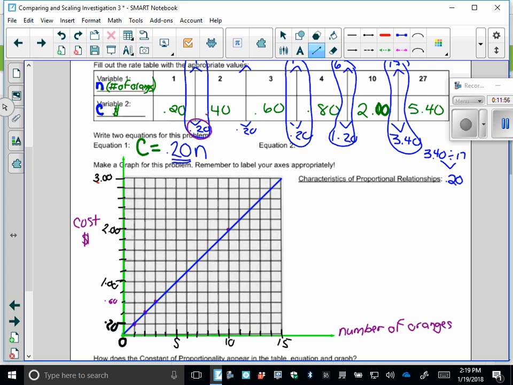Because look, I only used 4 points. And I recommend that you check. That's kind of what I would recommend, is you use about 4 points if you have 4 points. And then I would go back to your table and make sure the other ones make sense. So, for example, if I bought 5 oranges, it's going to cost me $1. That should check out right here. And it does. You see that?